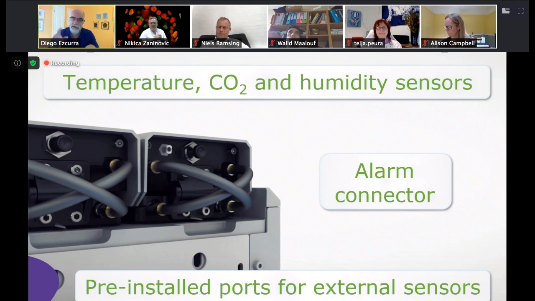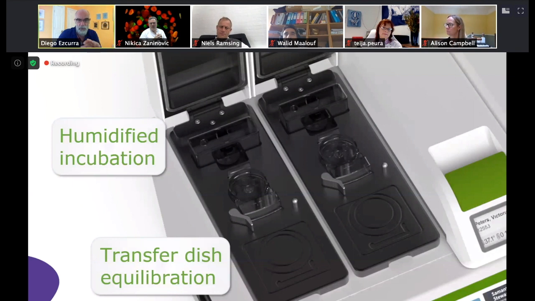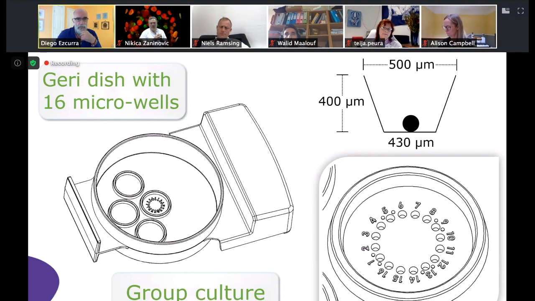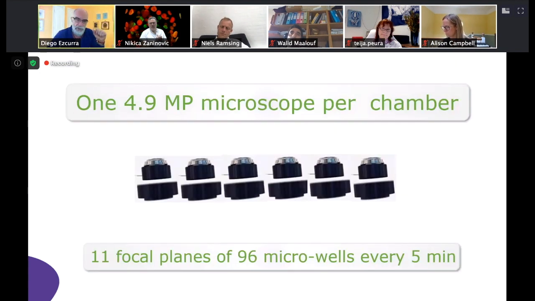So they worked really hard, and they got to this incubator with these conditions, with the possibility to have humidity. Humidified incubation, transfer dish equilibration, Gary dish with 16 microwells. Those are the sizes, okay? 400 microns, 500 on top, and 430. Everything was designed to secure the best conditions, based on the experience of not one embryologist, but a group of very highly experienced embryologists, okay?